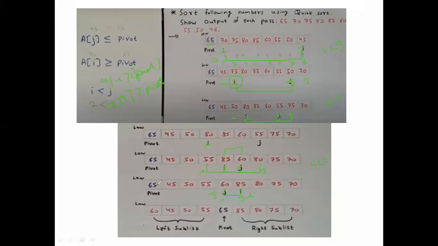Now check the condition, 0, 1, 2, 3, 4, 5. So here I value is 5, j value is 4, condition false. Now when the condition is false, just swap the j and pivot. So j value is 60 and pivot value is 65. Replace 65 with 60 and 60 with 65. So see here 60 is here, 65.